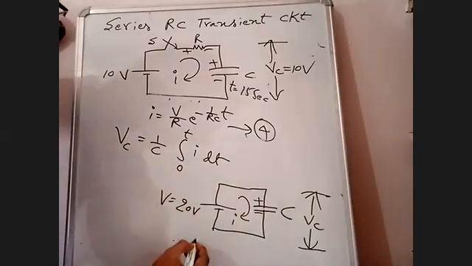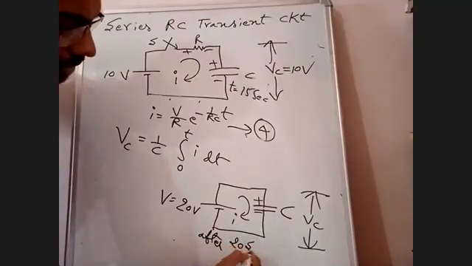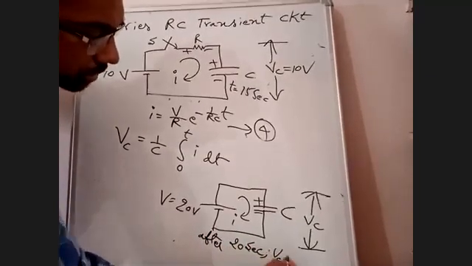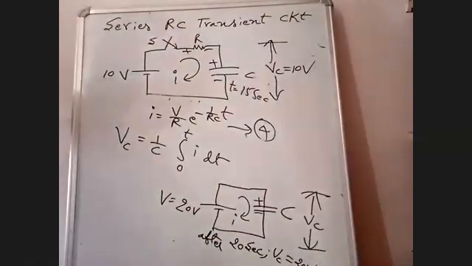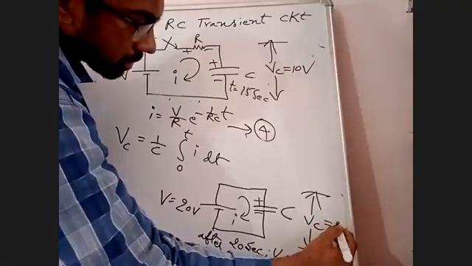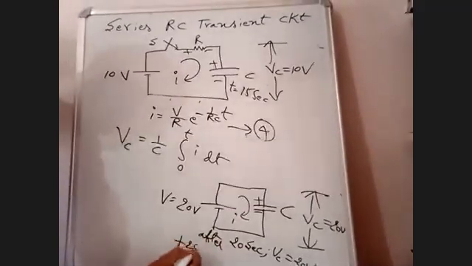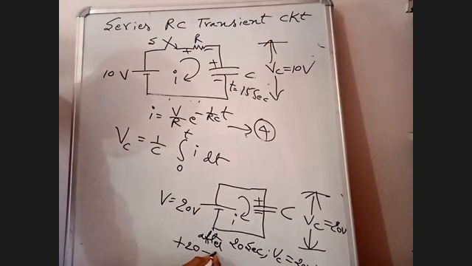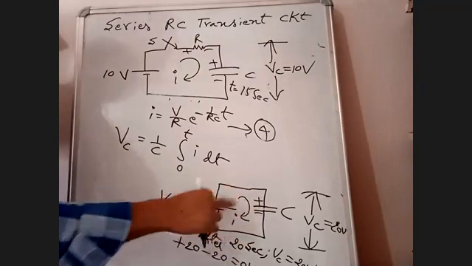Now, after 20 seconds, your capacitor is charged to 20 volts. Voltage across the capacitor, VC, is 20 volts. Now apply KVL here. From minus to plus, it is plus 20. Plus to minus, minus 20. What is the voltage? 0. Once it is completely charged, the voltage is 0 in this.